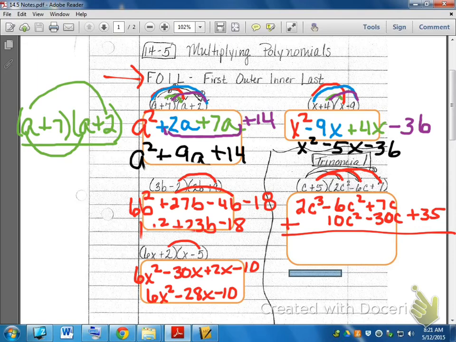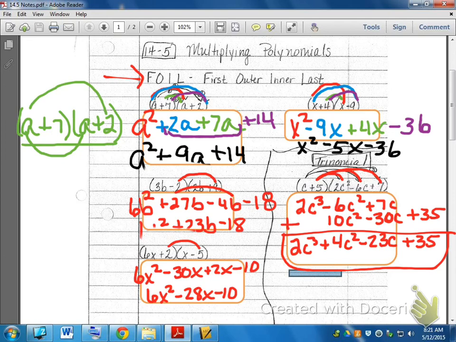Want to start with the highest exponent because that's standard form. So you would have 2c to the third. Okay, what about the c squareds? I'm in the whole 6 and I gain 10. Plus 4c squared. The plain c's, I have 7, but I go back 30. So negative 23c plus 35. 2c cubed plus 4c squared minus 23c plus 35.